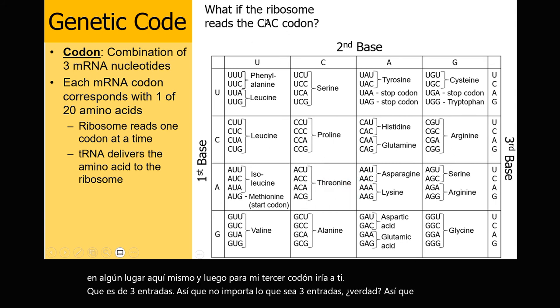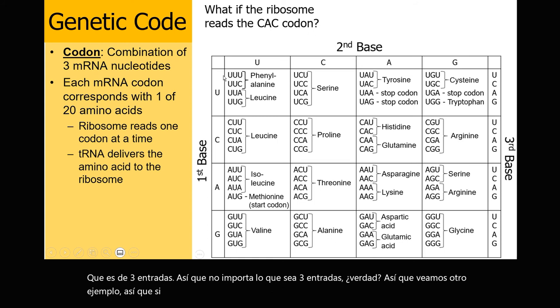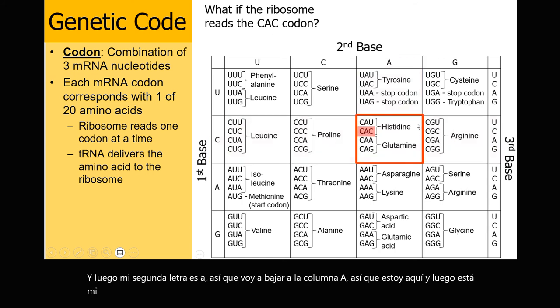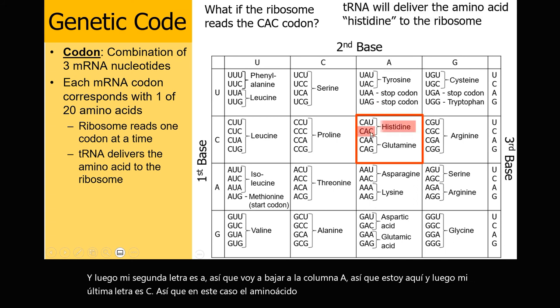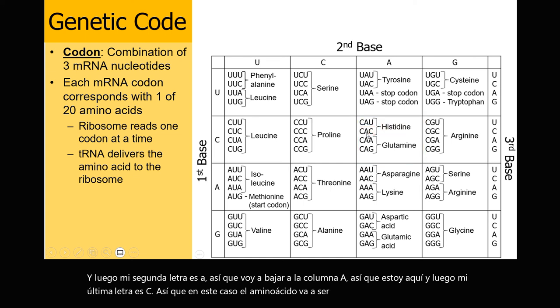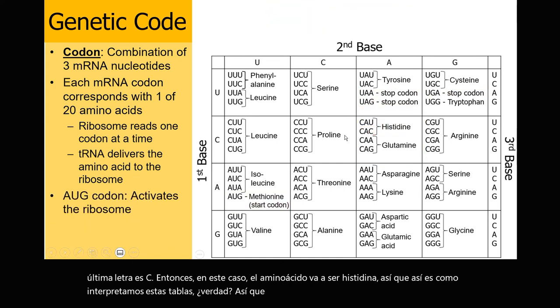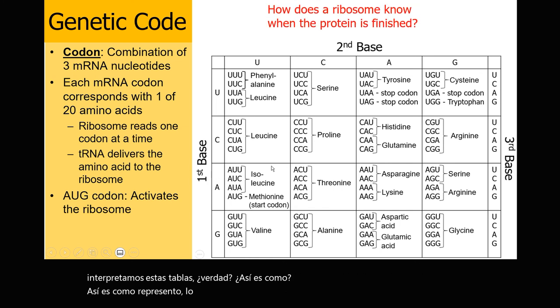So let's look at another example. If it's CAC, okay, so first letter is C, I'm going to come down to row C. And then my second letter is A, so I'm going to come down to column A, so I'm right in here. And then my last letter is C. So in this case, the amino acid is going to be histidine. So that's how we interpret these charts, right? So that's how a ribosome will read it.